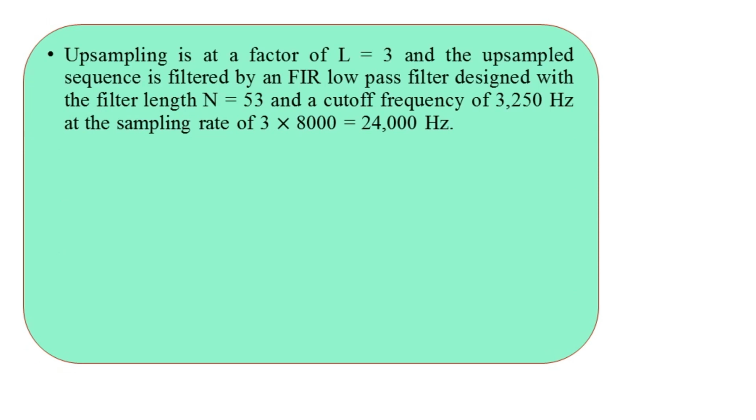Now we see the interpolation or upsampling is at the factor of capital L equal to 3, and the upsampled sequence is filtered by a finite impulse response low pass filter that can be designed with the filter length of n equal to 53 and the cutoff frequency of 3250 Hz at the sampling rate of 3 multiplied by 8000, that is equal to 24,000 Hz. Now let us have the effect analyzed with the help of the spectral diagram.